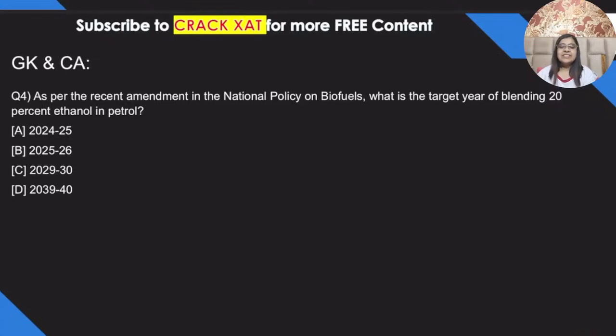The correct answer is B. Very nice. Less pollution. Excellent. Yes, less pollution was the correct answer. Okay, we'll reduce the cost also. Yes, Zishan, all of them together.